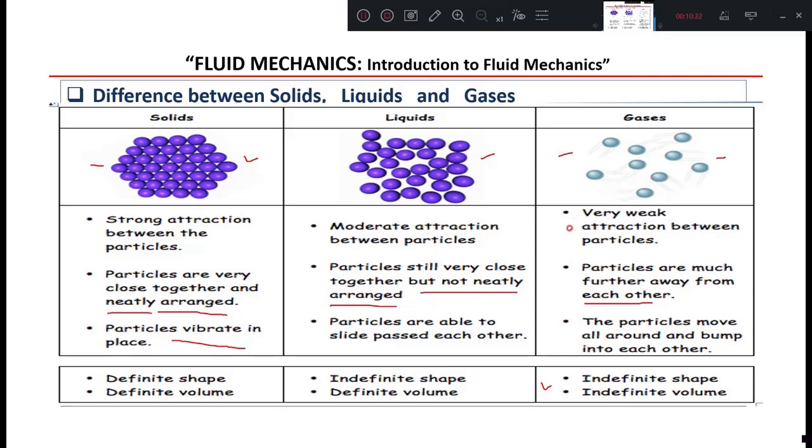Okay. So these are a few differences of solids, liquids and gases. Based on the molecular arrangement, the movement of molecules, density, shape and volume, force of attraction between the molecules, or ability to resist external forces, you can make the differences between solids, liquids and gases. I hope you understood this differentiation.